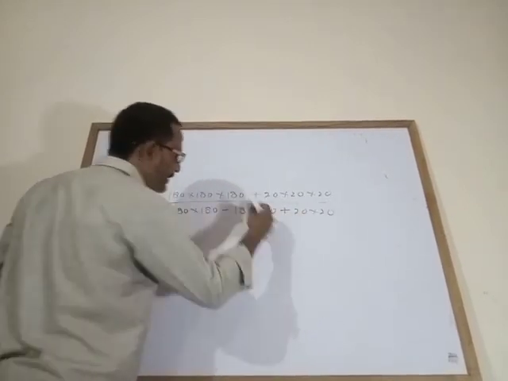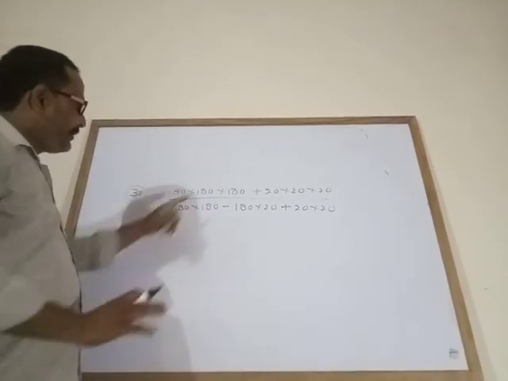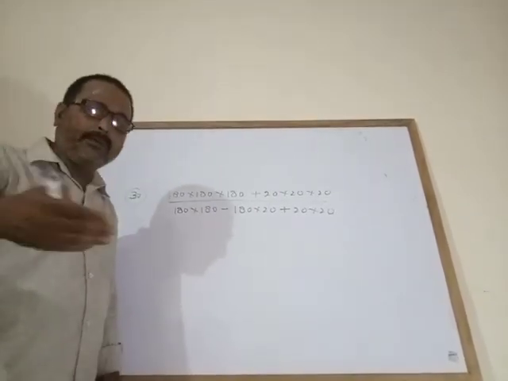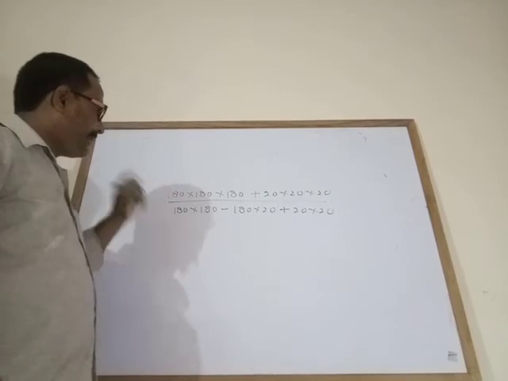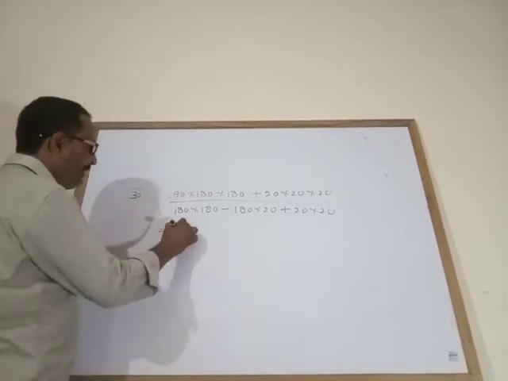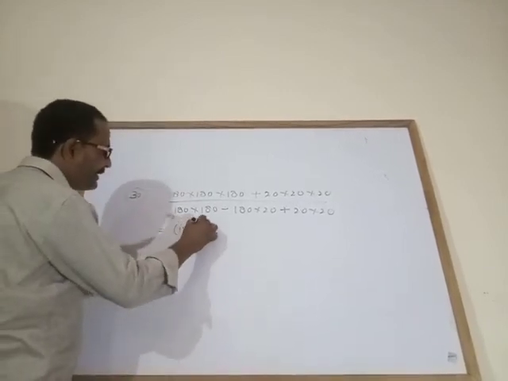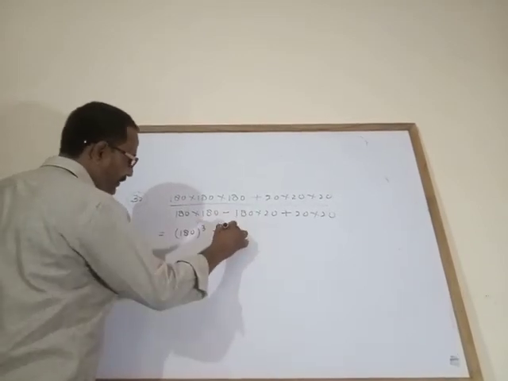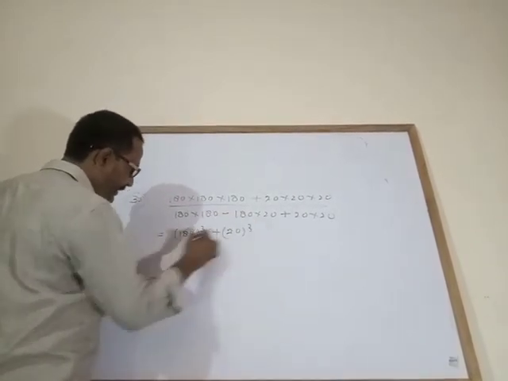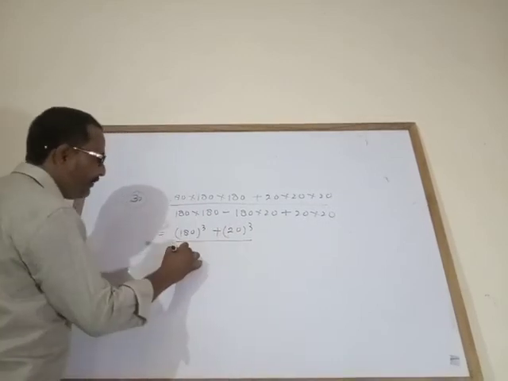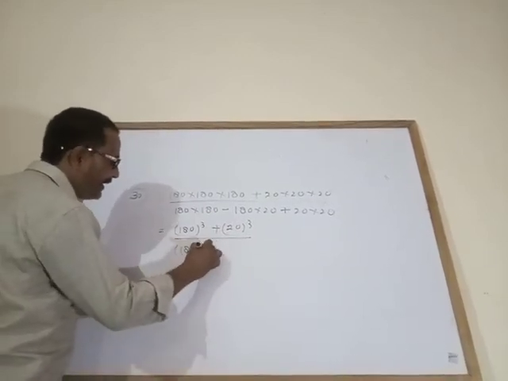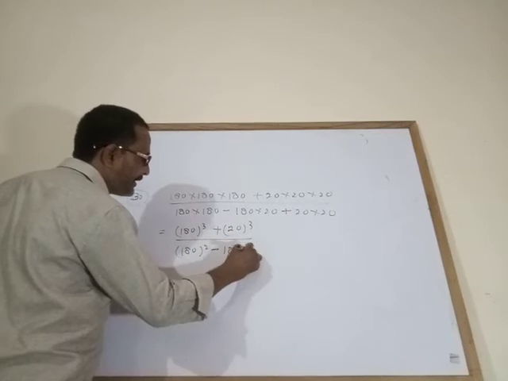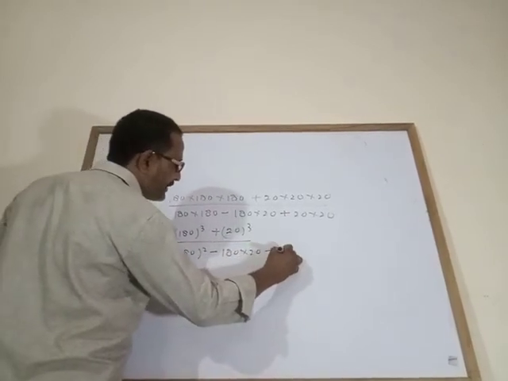Why have I written the question myself? Because I know the formula. When it is in practice, you will do it like that. See that 180 cube plus 20 cube upon 180 square minus 180 into 20 plus 20 square.